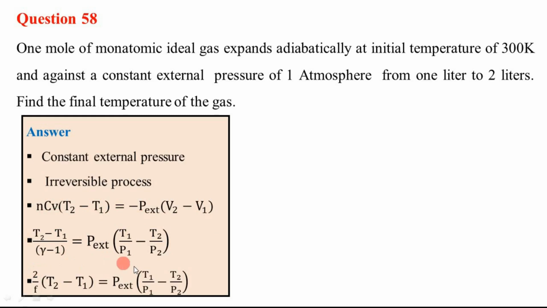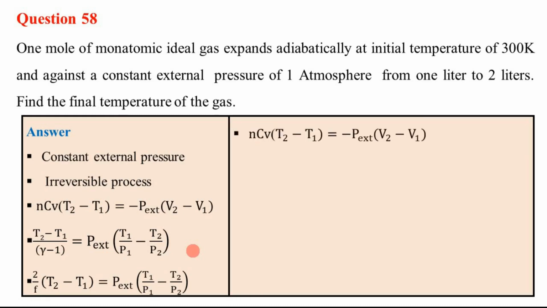So then, in this case, what do we have? Do we have a gamma ratio? We don't have. We have a monoatomic gas. You can use nCv(T2 minus T1) is equal to negative P external pressure (V2 minus V1). External pressure we have it, which is equal to 1 atmosphere. The V2 we have it from 1 liter to 2 liter. That means V2 is 2 liter and the V1 is 1 liter.